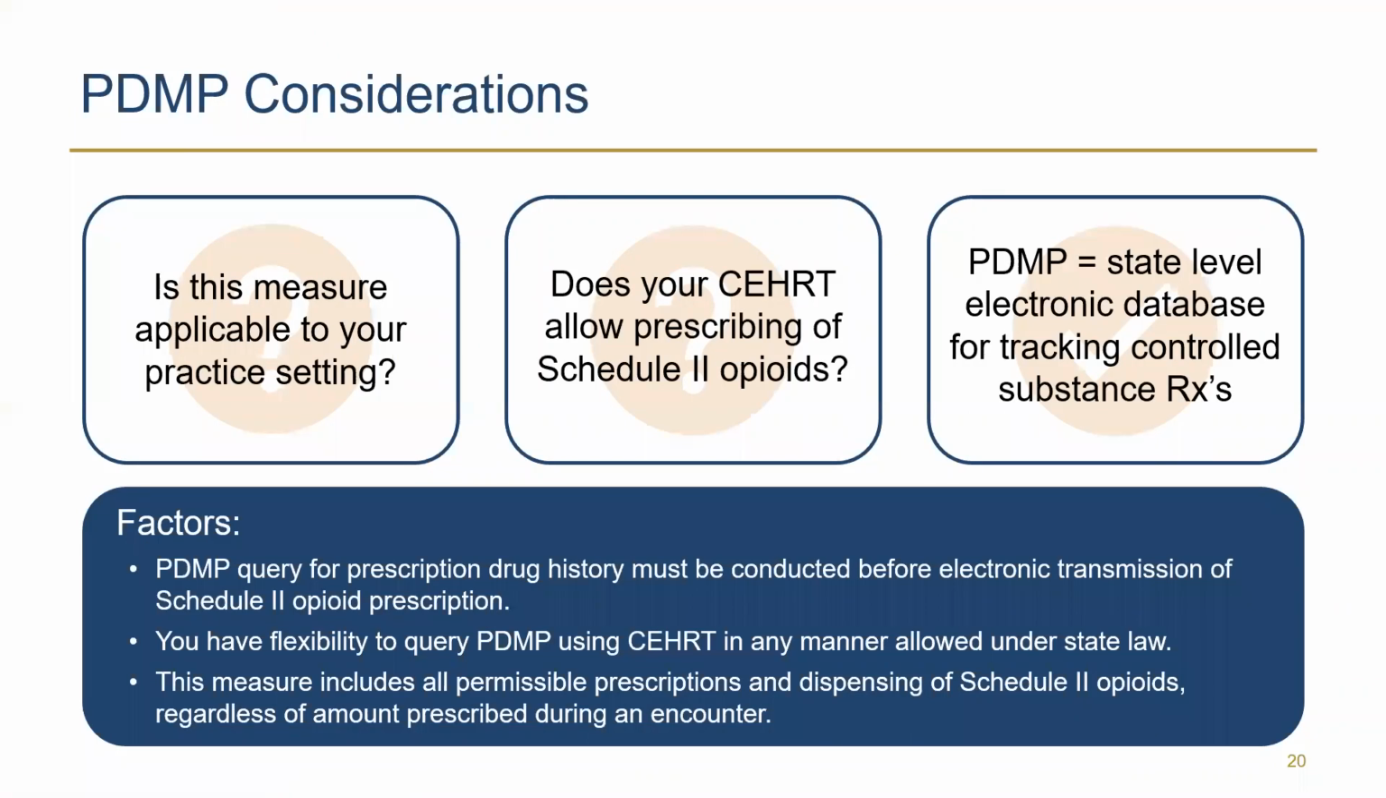Some considerations around this bonus measure. First of all, determine if this is applicable to your practice setting. Do you have more than 100 in the numerator of the e-prescribing measure? If not, you can take the exclusion for e-prescribing, but if you are doing PDMP, you may want to still report even if you have less than 100 because you get these bonus points.